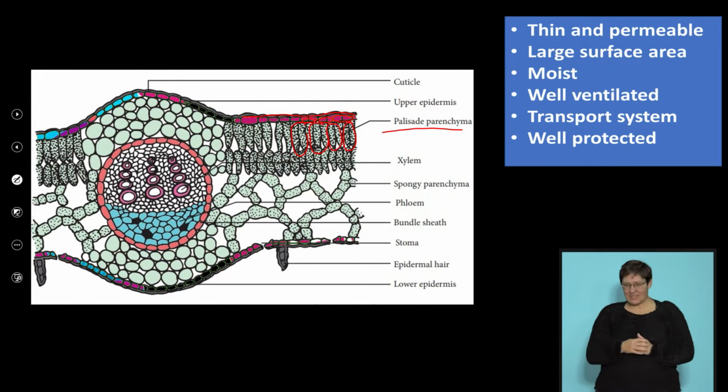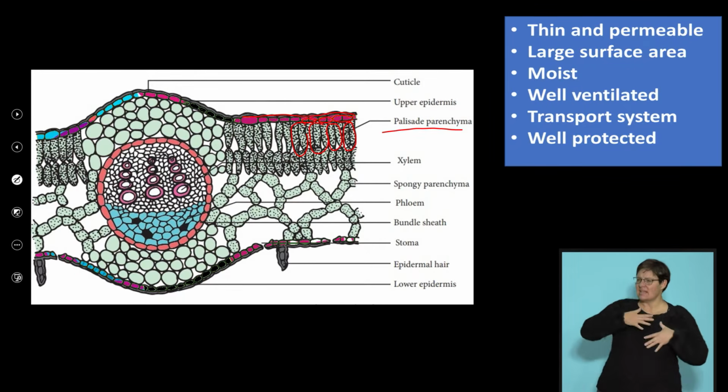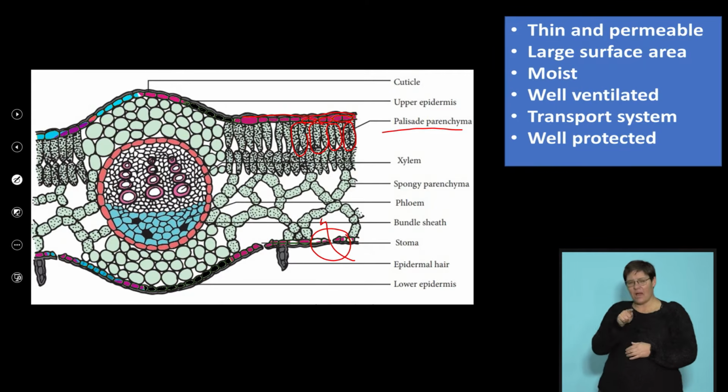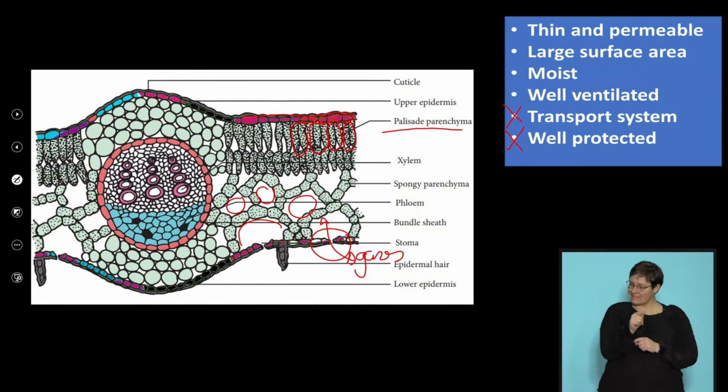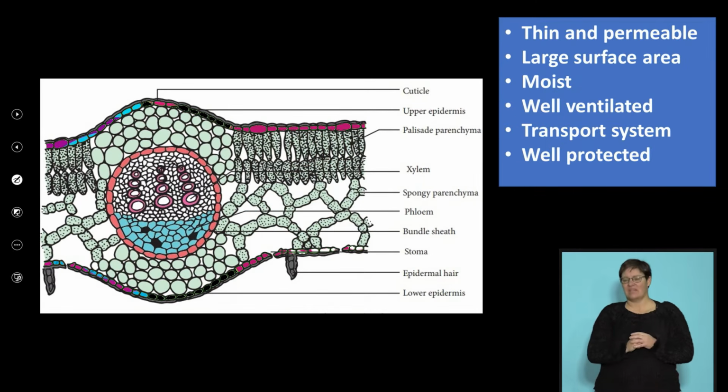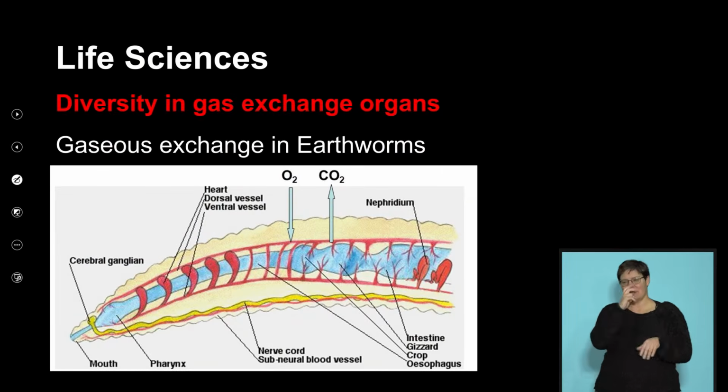What else do I need? Well ventilated. What does that mean? Guys, oxygen and carbon dioxide can come in and out through the stomata. It's a plant, so it doesn't have a transport system, and it doesn't need to be well protected. And even inside here, we're going to have water vapor, so it's going to be moist. So again, a plant also needs to gas exchange. All of those things are characters that they also need.